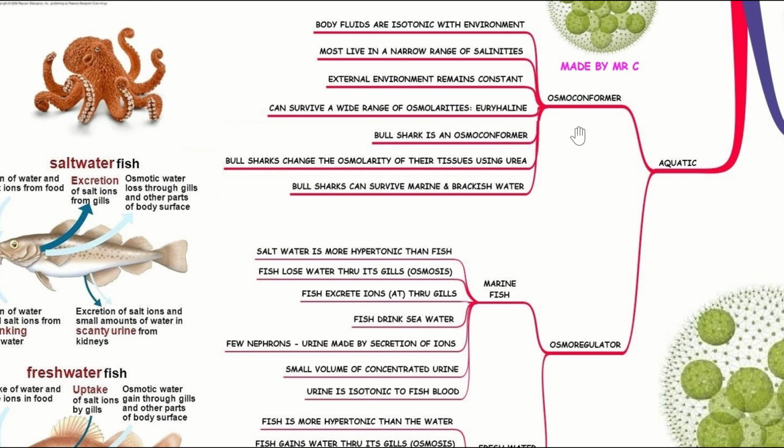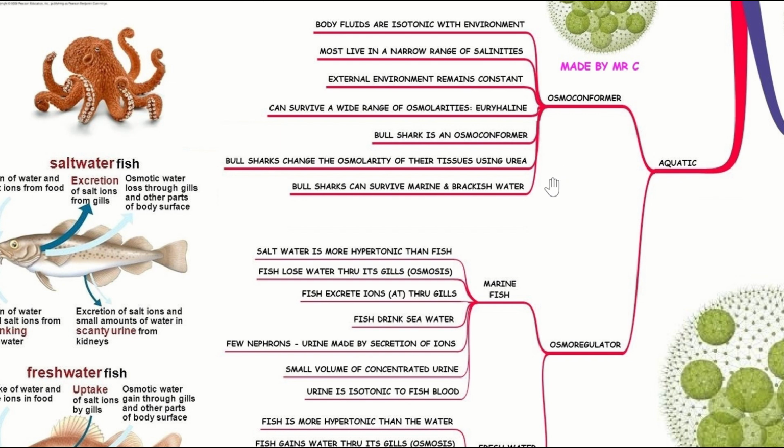Within the osmoconformers, we've got a subgroup called euryhaline, and the euryhaline organisms can survive a wide range of osmolarities by changing their own bodily fluid concentration. So technically, a bull shark is both an osmoregulator and a euryhaline individual. Bull sharks change the osmolarity of their tissues by either keeping or excreting urea.